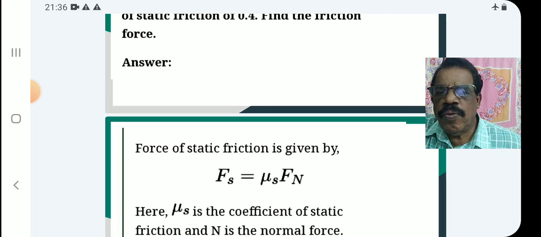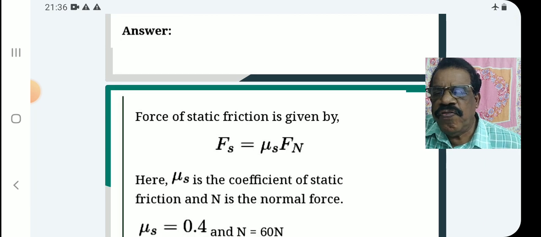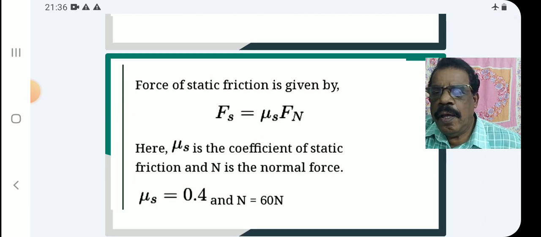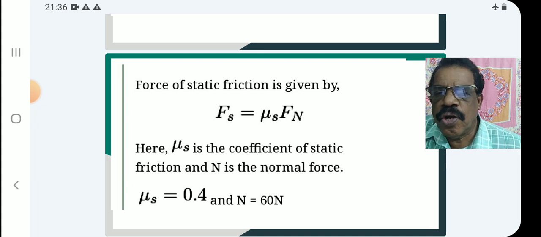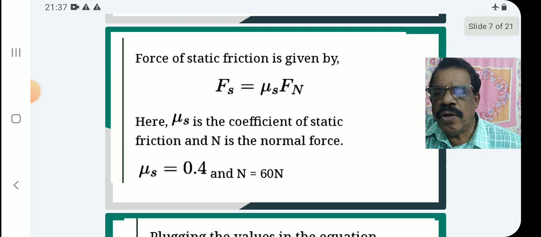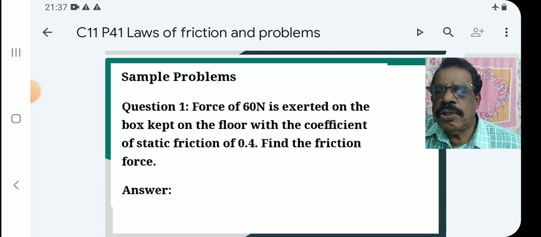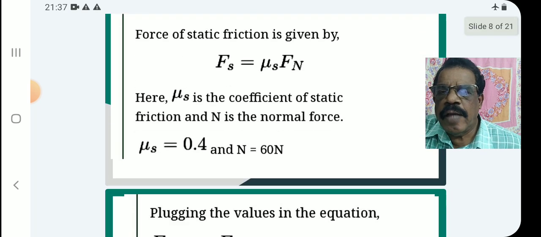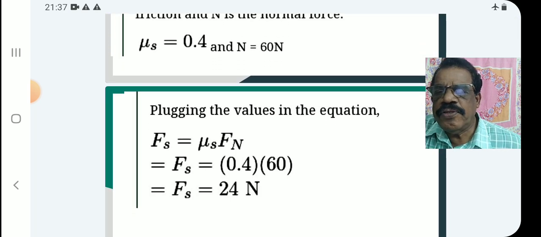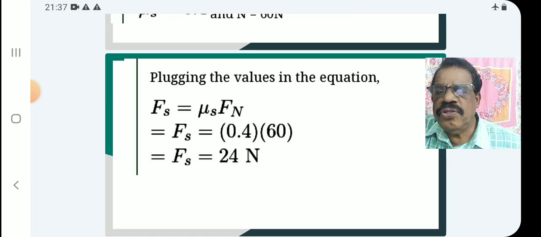Force of static friction is given by Fs is equal to mu into Fn. Here mu is the coefficient of static friction and N is the normal force. Mu is equal to 0.4 and N is 60 Newton. Look here, a force of 60 Newton is exerted on the box kept on the floor with the coefficient. അപ്പോൾ ഫ്ലോർ പ്രയോഗിക്കുന്ന ബലം അതാണ് 60 Newton. അപ്പോൾ അത് നമ്മൾ Fn ആയിട്ട് എടുക്കും. Therefore Fs is equal to mu into Fn. That is Fs is equal to 0.4 into 60, 24 Newton is the answer.